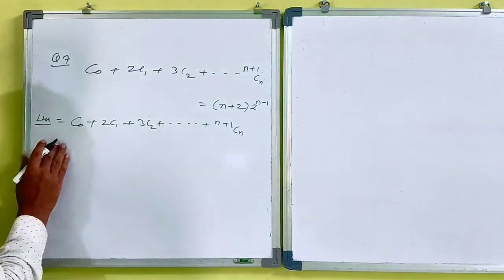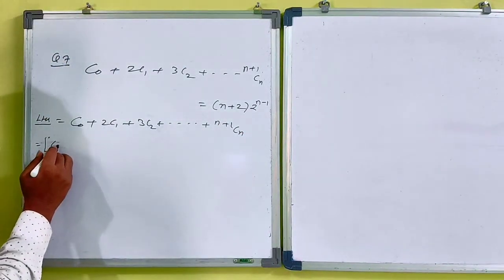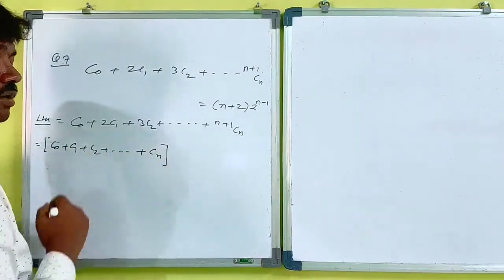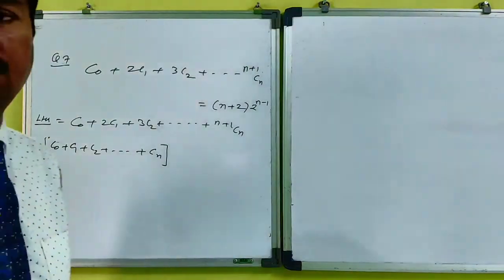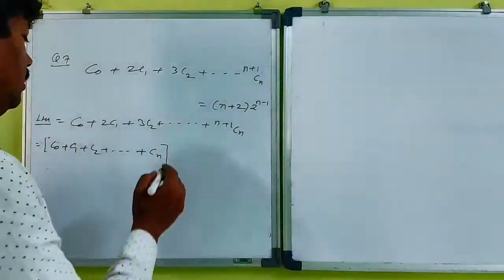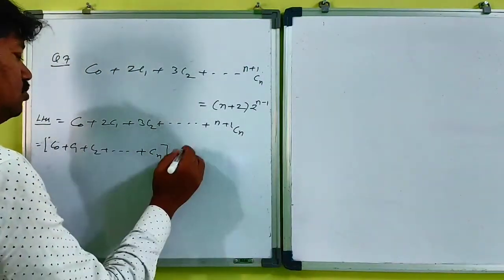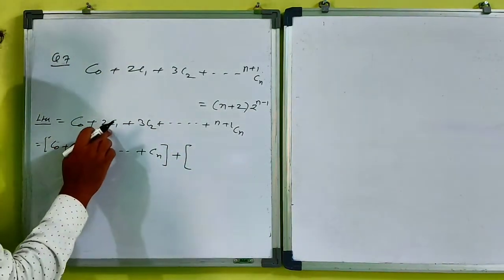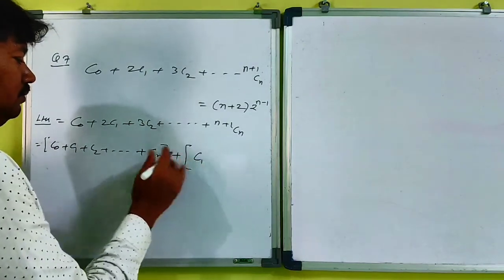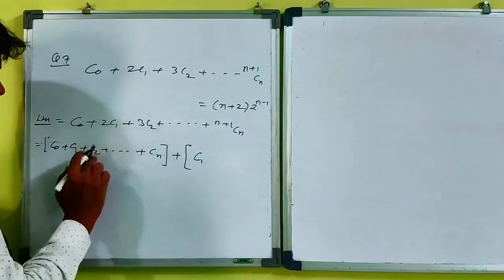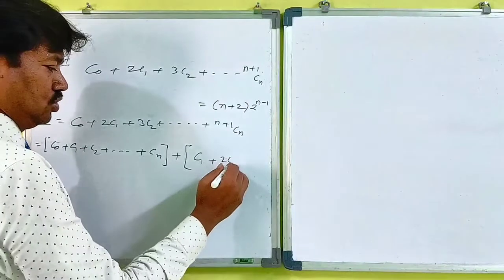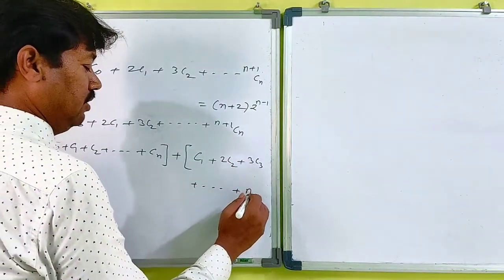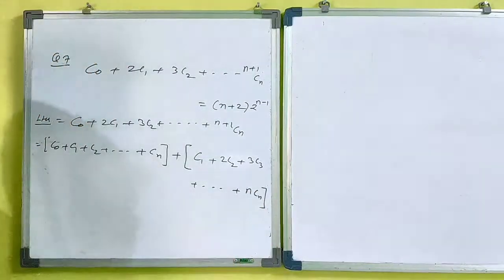Now we will make two brackets. C0 + C1 + C2 up to Cn, that is one bracket. And in another bracket, C0 is already taken, so there is no need to write it again. But one C1 is taken, 2C1 is there, so that becomes C1. Similarly, one C2 is gone, so 2 remains, so it is 2C2. Like that, 3C3, and at last n Cn remains.